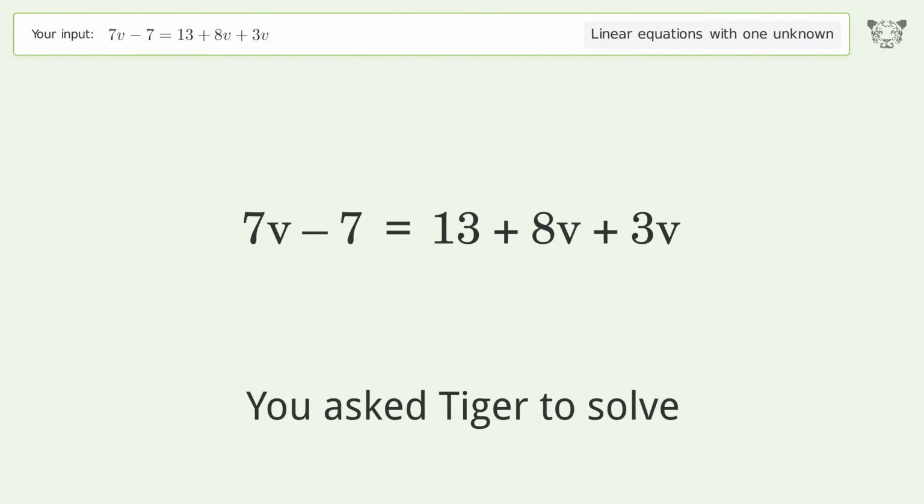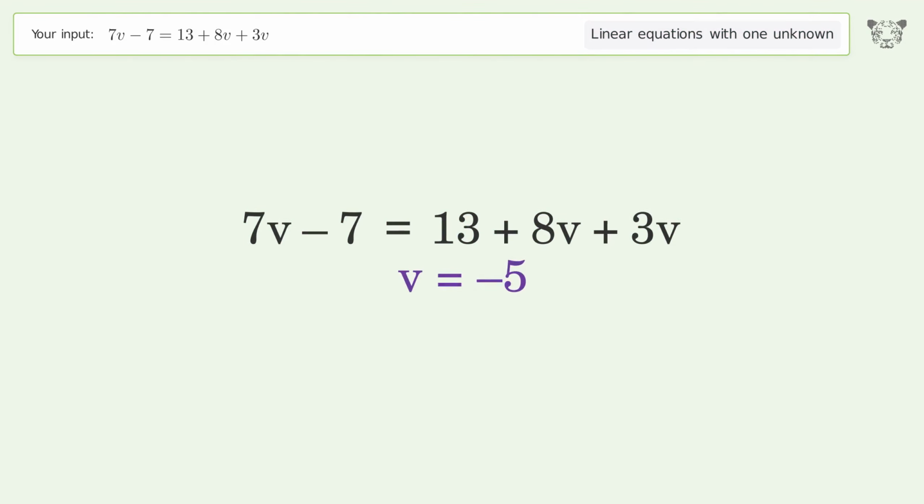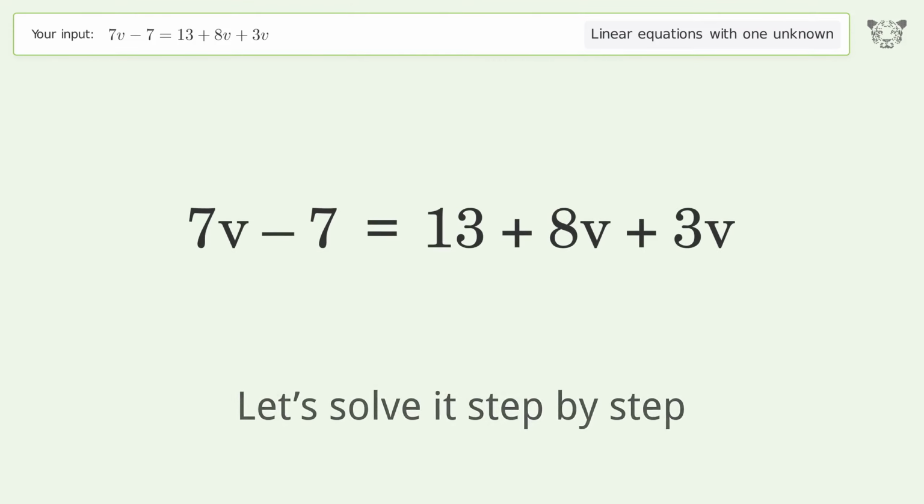You ask Tiger to solve. This deals with linear equations with one unknown. The final result is v equals -5. Let's solve it step by step.